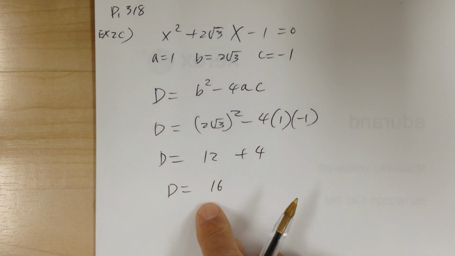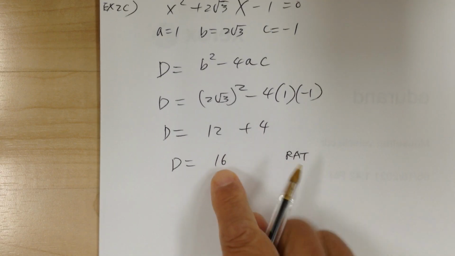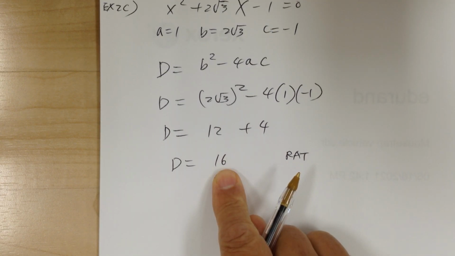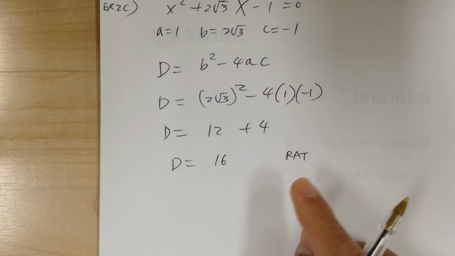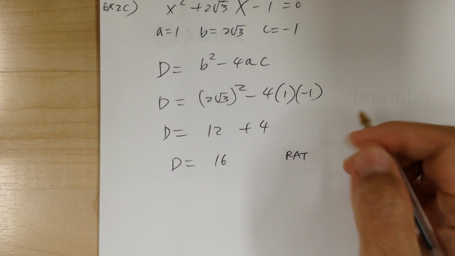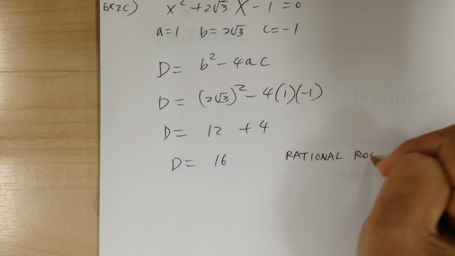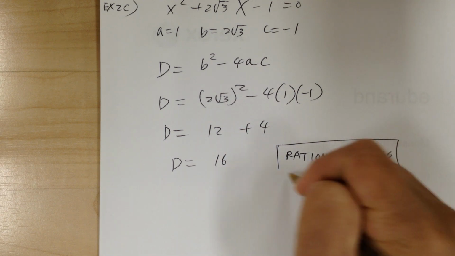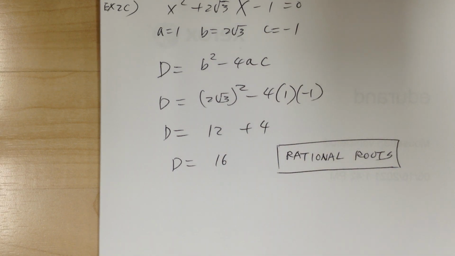So we have the same situation as the last one. This is going to be rational roots because it's a perfect square, so it's going to come out nice. You can take out the square root, so there's no square root. Therefore, it's going to be rational. Rational means fraction, means your answer can be made into a fraction. So again, it's going to come out nice.